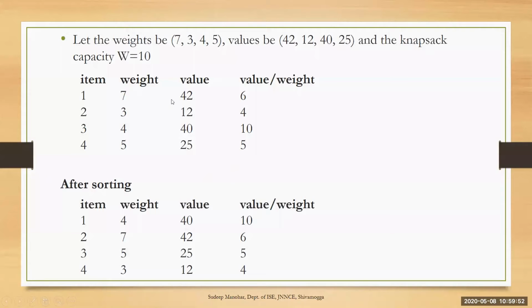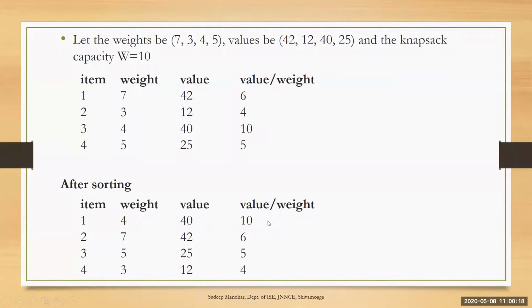Okay, then what is the first step in solving this? We have to sort the items based on the values of the value by weight ratio. Sorting means in descending order. It is a descending sort. So which comes first? Value by weight 10 is the highest. Therefore 10 should come first. Its corresponding value is 40 and weight is 4.